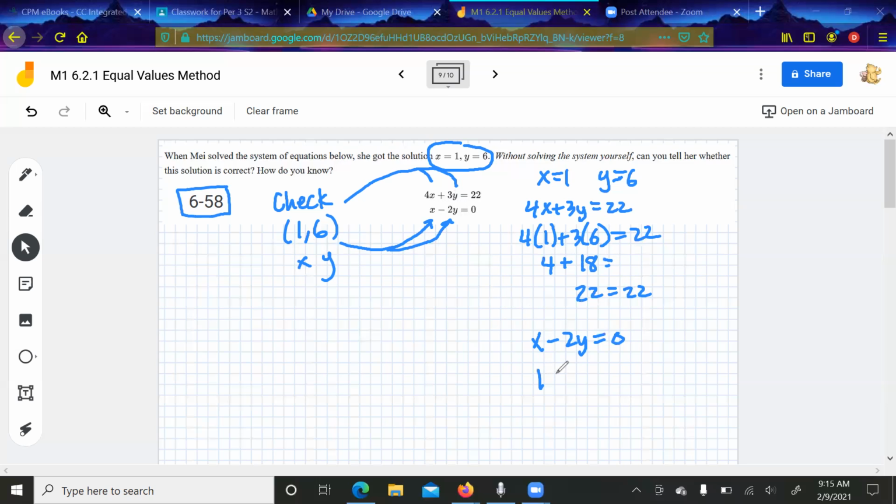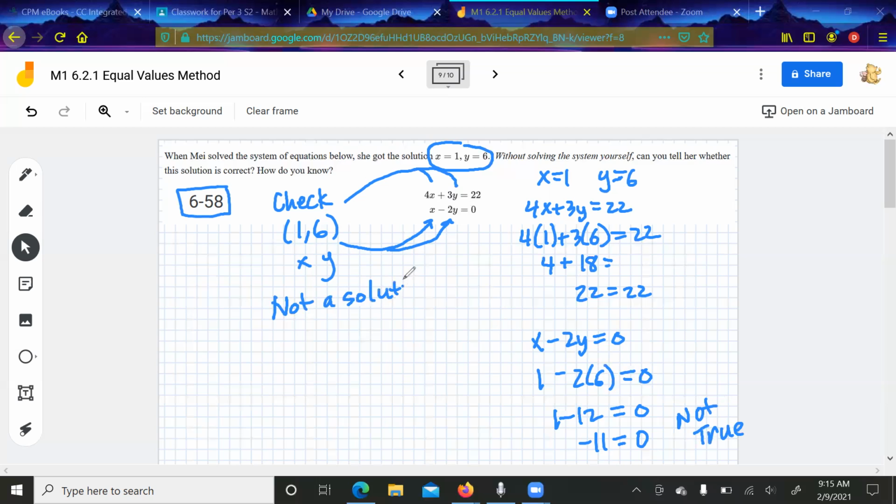So 1 minus 2 times 6, does that equal 0? 1 minus 12, does that equal 0? No, that equals negative 11. Negative 11 does not equal 0. This is not true. So since her solution didn't work in the second equation, and it only worked in the first equation, we know this is not a solution.